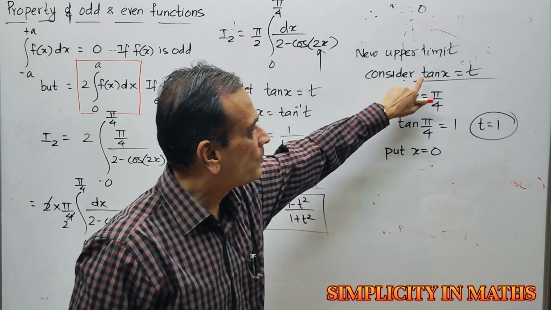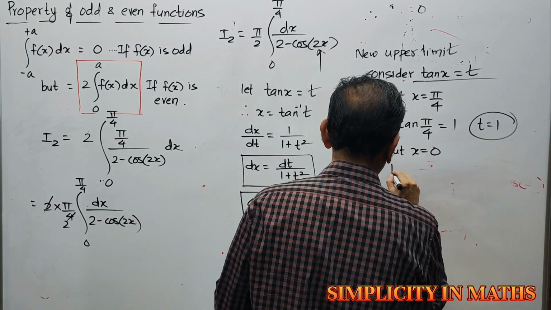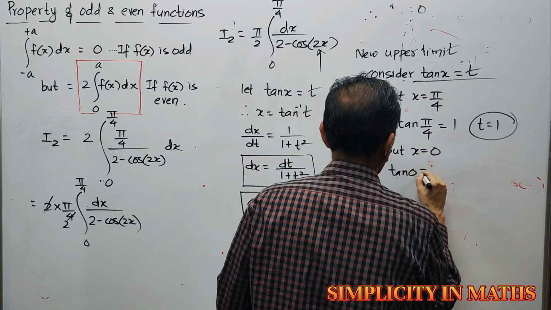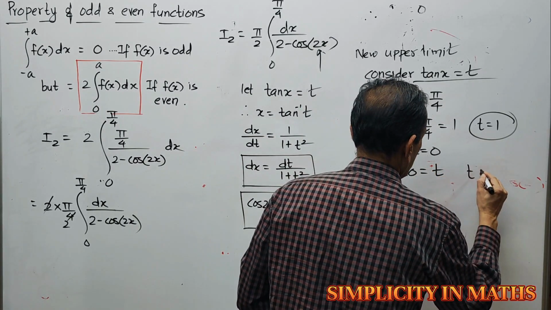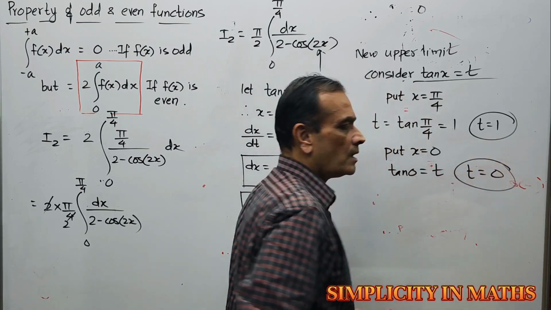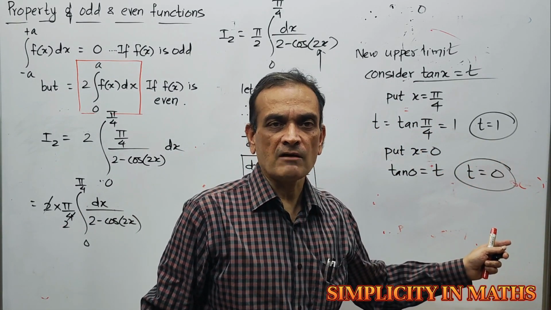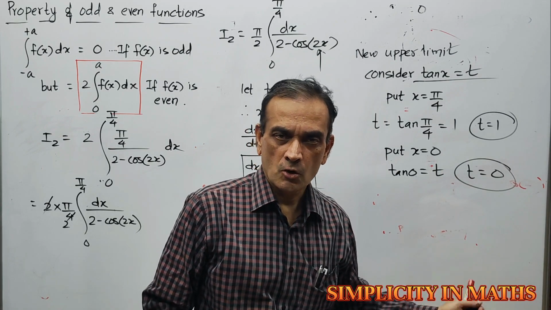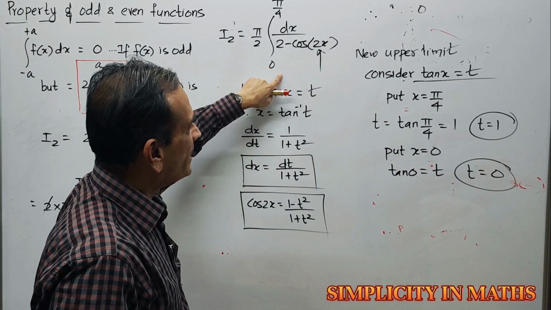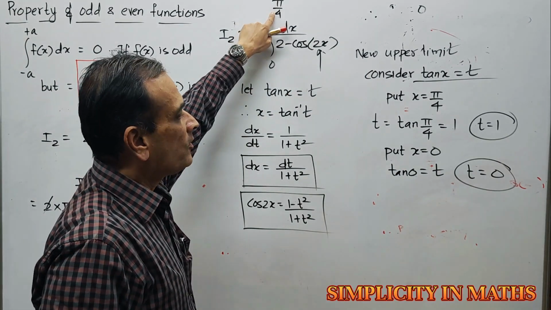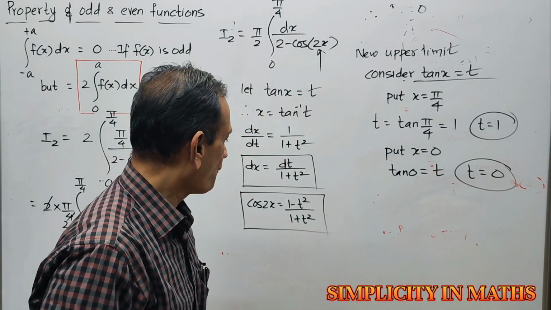यहाँ पे that is how you transform the limits. Put x equal to 0, tan 0 equal to t. Tan 0 is 0, so t equal to 0. So changing the upper and lower limits is a must for definite integrals after making the substitution. Okay? तो ये दोनों लिमिट्स चेंज हो गए. 0 remains 0 here, here you get 1, right? So I will make the substitutions now.